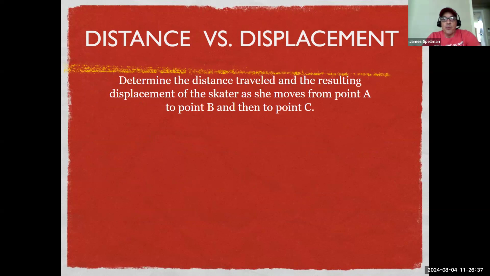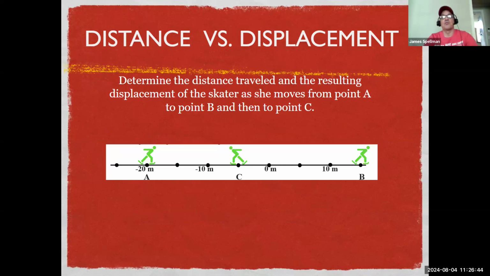The first one says determine the distance traveled and the displacement of the skater that moves from point A to point B to point C. If you look at your graphic, we've got the skater on a number line. You can see that we've started at point A, which is at -20. B is over beyond 10, but you'll hopefully infer that each of the dots represents 5. So A is at -20, B is at 15, and C is at -5.